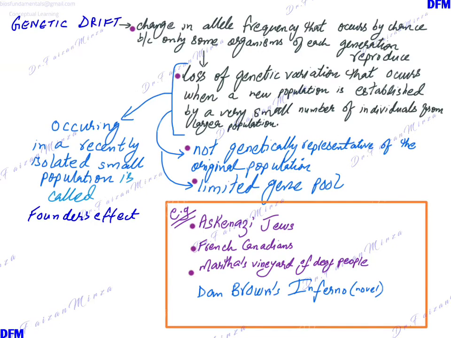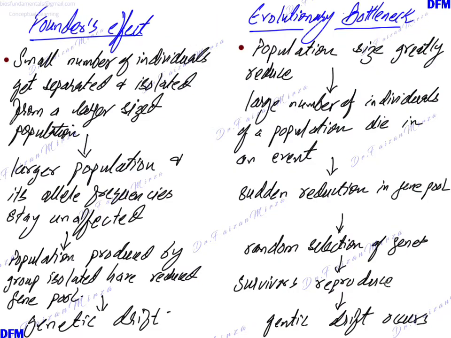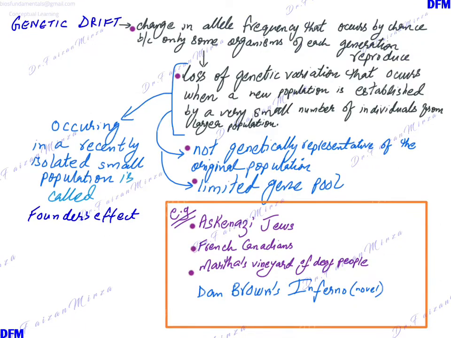We know that genetic drift ends up reducing the gene pool, which gets limited, and the population which is produced is not genetically representative of the original population. There's a loss of genetic variation. We know that that happens in genetic drift. But genetic drift is actually an outcome of founder's effect as well as of evolutionary bottleneck. So we need to distinguish between what's founder's effect and what's evolutionary bottleneck.